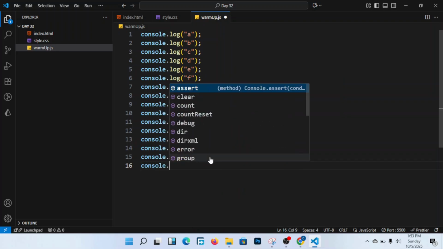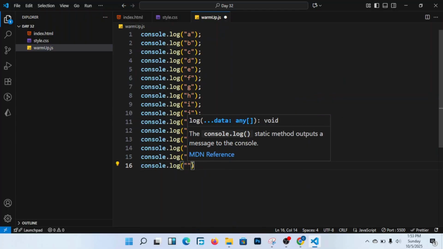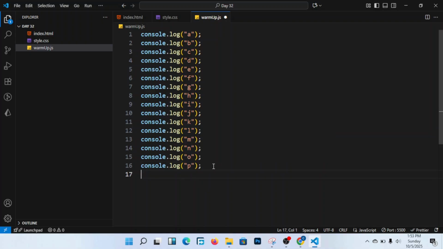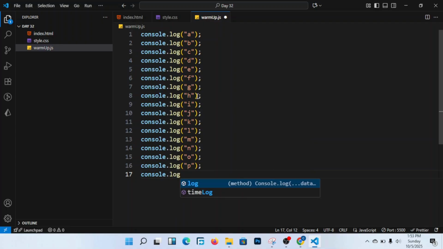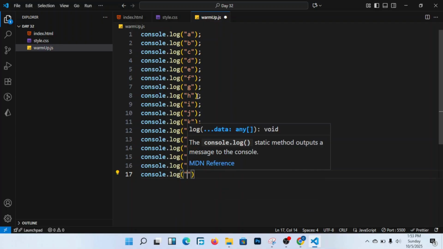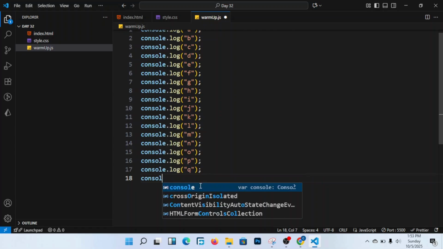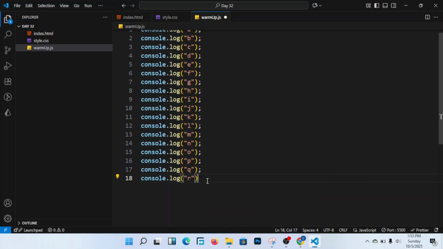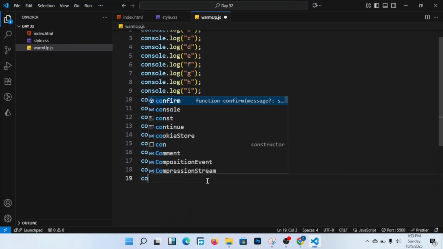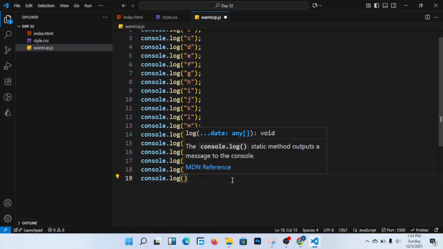Console.log. N, O, P, okay? Console.log. P, Q, okay? Console.log, P, Q, R. R, console.log. R, S. Members, we are moving, okay? S.